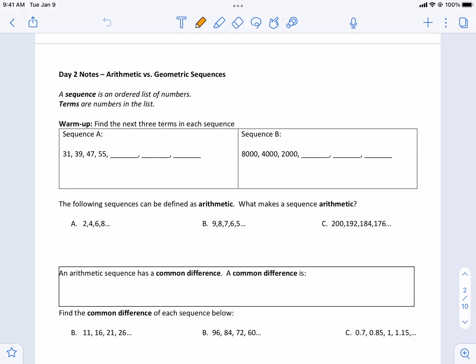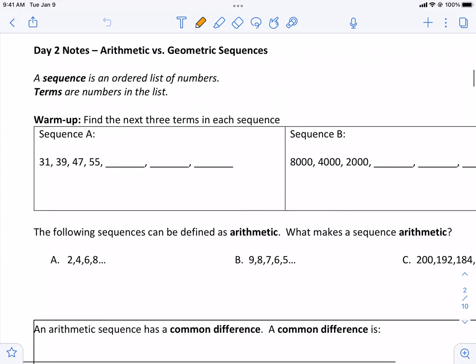So a few definitions that you need to know. Number one, a sequence is an ordered list of numbers. So these lists of numbers are called sequences. A term is each number in the list. So the first term is the first number, the second term is the second number, and so on. So terms are numbers in the list.